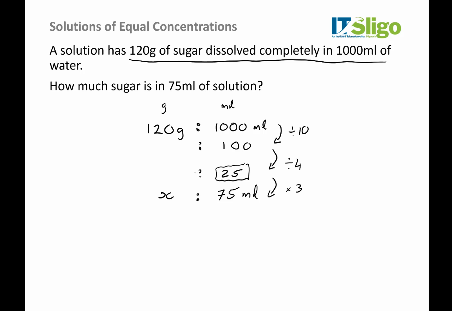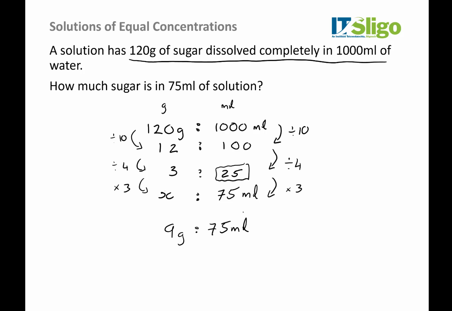So guys, I've established a path on the right hand side that gets me from 1,000 to 75 mils. So now I simply apply the path, divide both sides by 10, I get 12. Then divide by 4, I get 3 grams in 25. And then multiply both sides by 3. So 3 by 3 will tell me there's 9 grams of sugar in 75 mils of this solution.